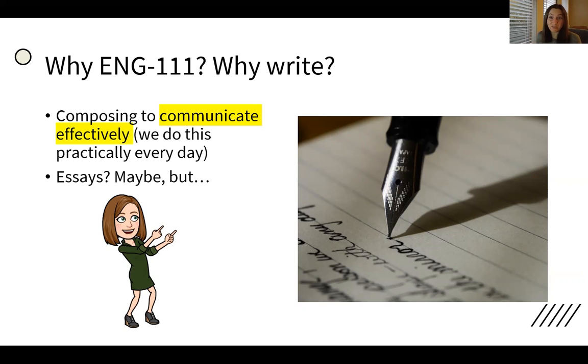A text message is considered a composition, an email. Something as important as a cover letter or a resume are forms of composition. My job as your instructor is to teach you to compose these things effectively, whether it's big, small, anywhere in between. And I hope to do that for you in this course.